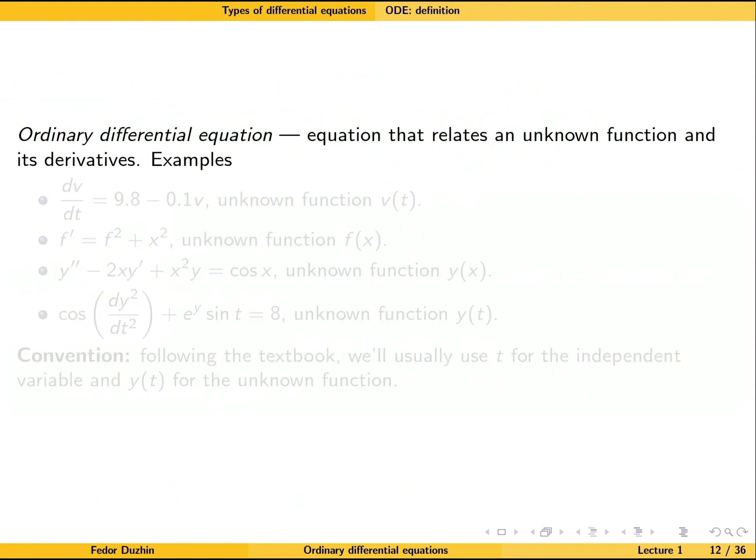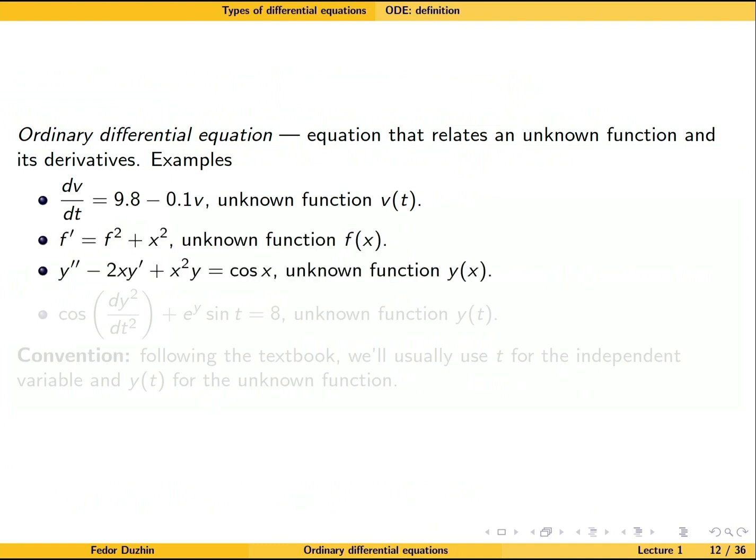An ordinary differential equation relates an unknown function and its derivatives evaluated at the same point. So here are a few examples: unknown function v, unknown function f. Here the second derivative appears. Here we have the second derivative of the unknown function and we take its cosine, but still we have an unknown function, its first derivative, its second derivative, and we take the cosine and whatever. It is still an ordinary differential equation.